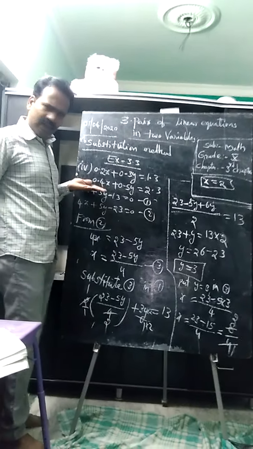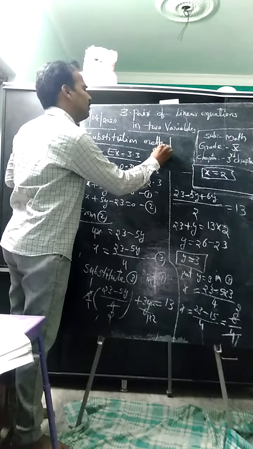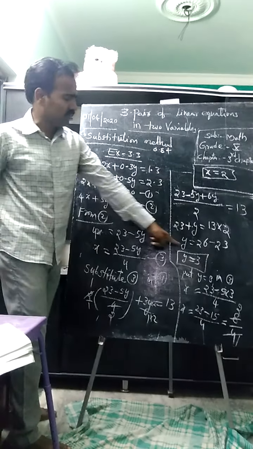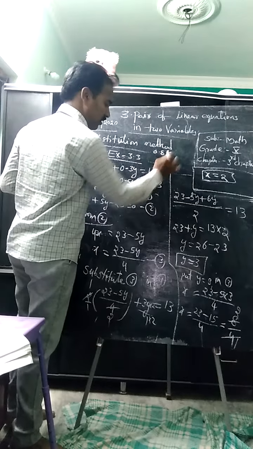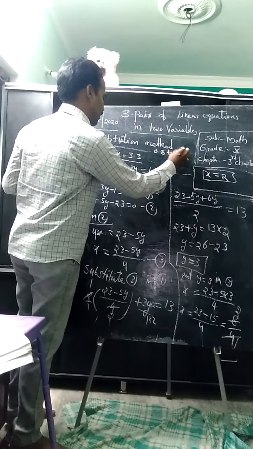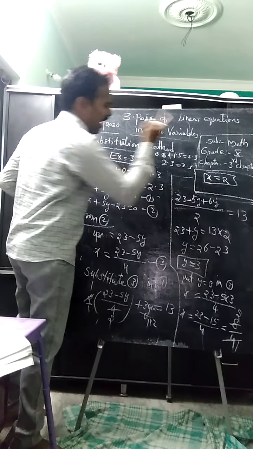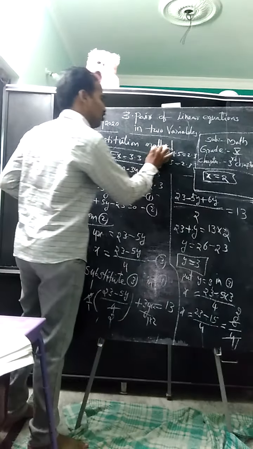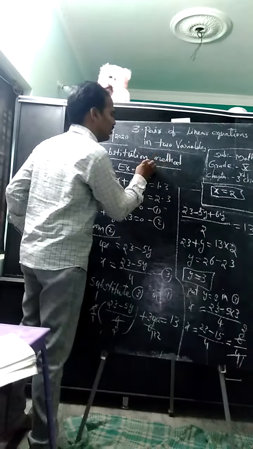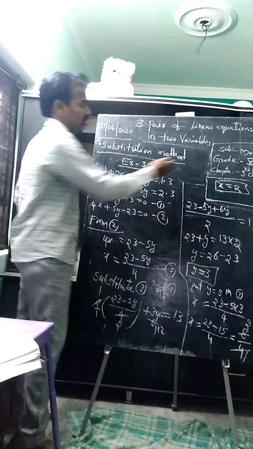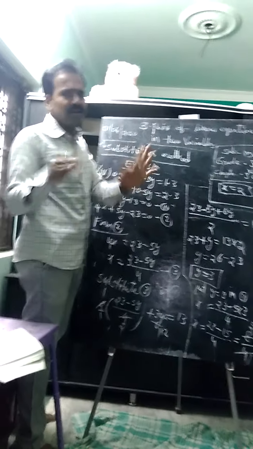Again, if you want, put here also: 0.4 into 2, 0.8, plus 0.5 into 3, 1.5. So here if you add, 2.3, so verified. So our answer is correct. So you can verify whether the answer we got is correct or not. Verification is not a part, that is up to you.